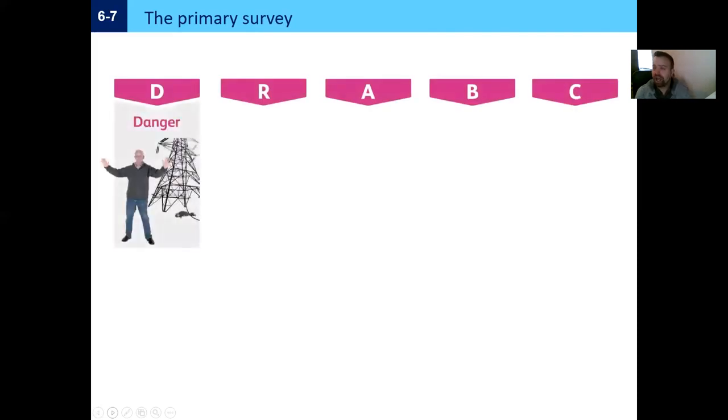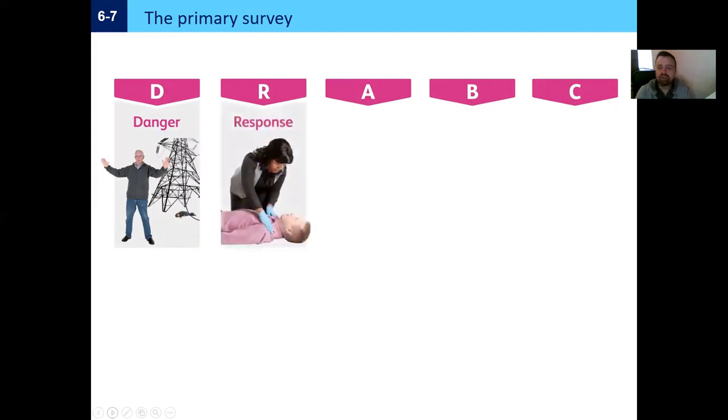So danger. Am I or the casualty in any danger? Response. So for response, look, listen, feel. Hello, can you hear me? Can you open your eyes? So we're going to do the Glasgow Coma Scale, AVPU: alert, voice, pain, unresponsive.